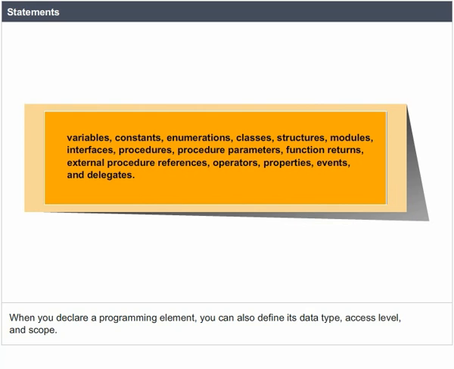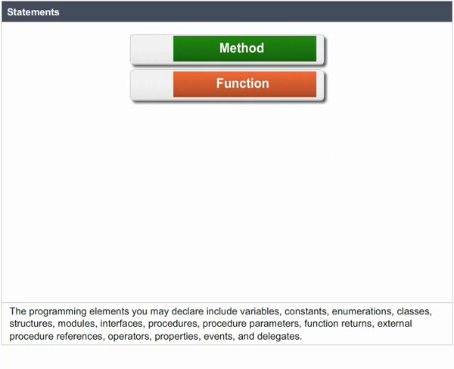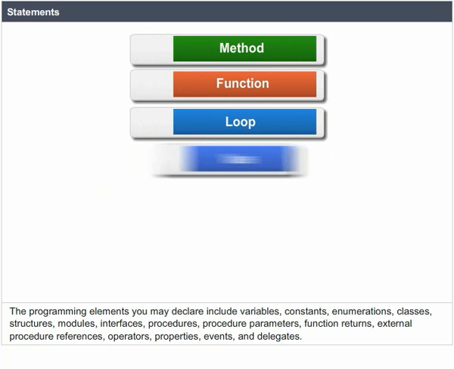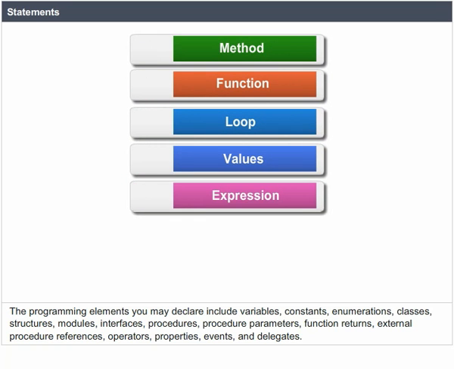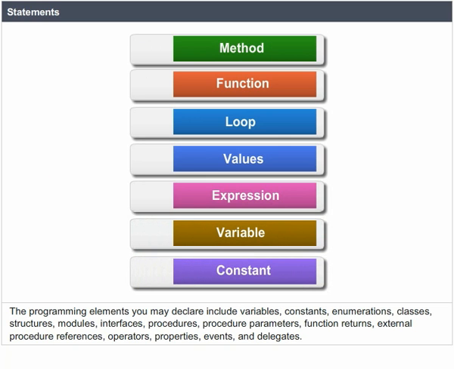When you declare a programming element, you can also define its data type, access level, and scope. The programming elements you may declare include variables, constants, enumerations, classes, structures, modules, interfaces, procedures, procedure parameters, function returns, external procedure references, operators, properties, events, and delegates.